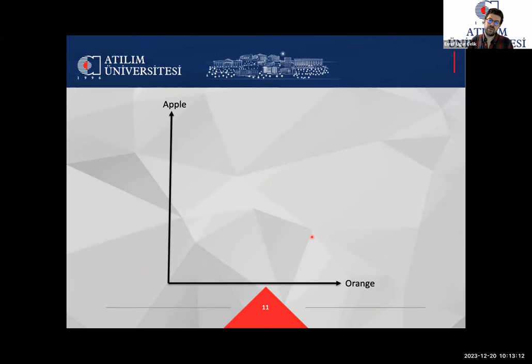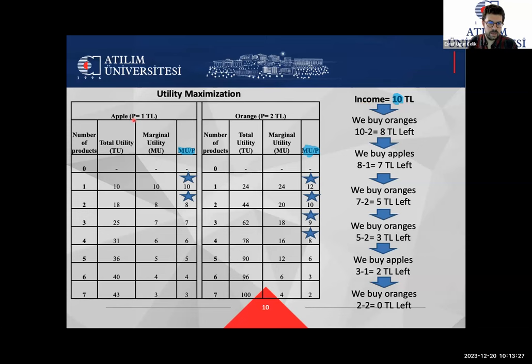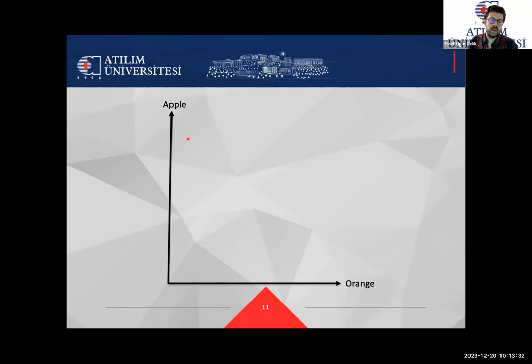How can we show it on the graph? Firstly, you should draw the budget line. In the question, I'm going to show again: income is 10, apple is 1, orange is 2 Turkish lira. If we pay all income or all budget to apple, how many do we get? 10 divided by 1, so 10 apples. And how many can we get at maximum for the orange? 10 divided by 2, 5. And this is the budget line.